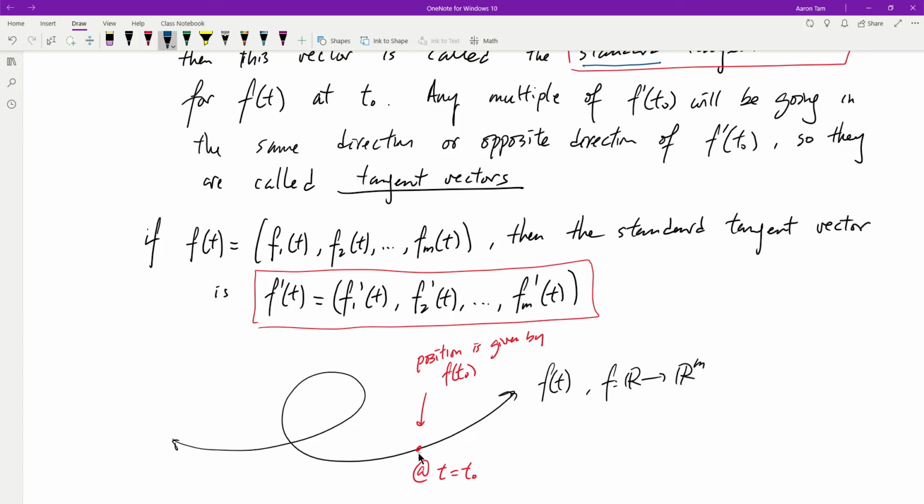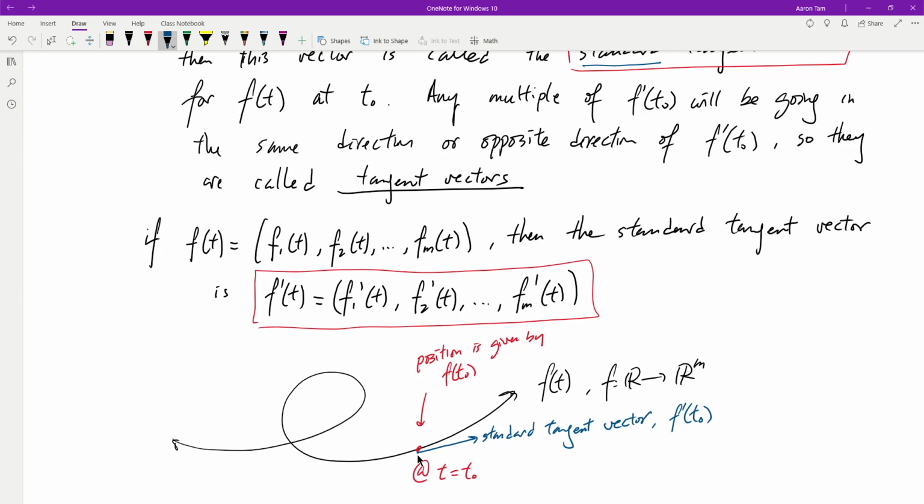So then, what does the standard tangent vector do? The standard tangent vector defines the tangent direction at that point. So this is the standard tangent vector, and it will be given by f prime at t sub 0. That is the reason why this f prime of t sub 0 cannot be 0, because if it were 0, it would not define a direction to go. Therefore it does not have a standard tangent vector.